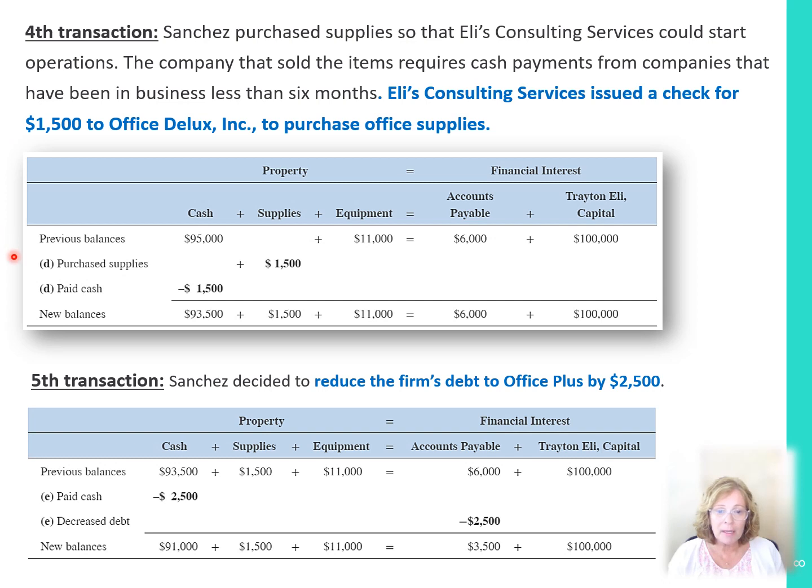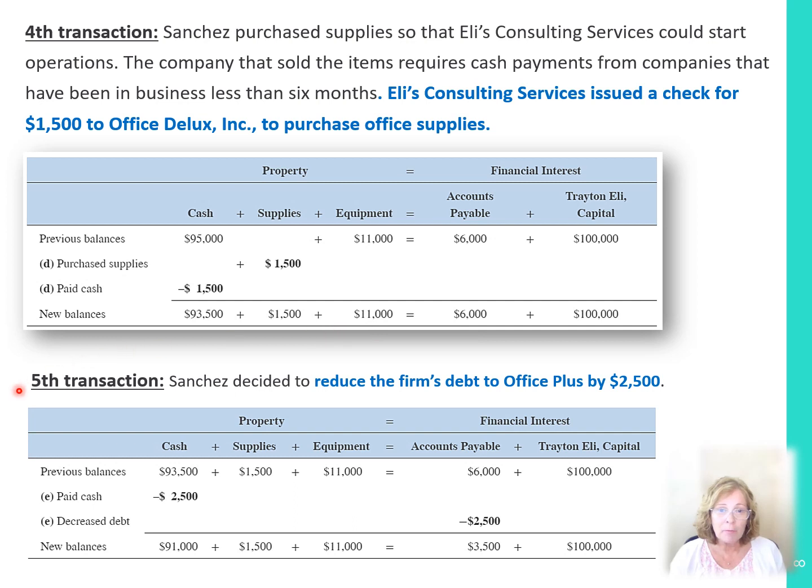So let's write that into our table. We'll add an additional column for supplies and add $1,500, and we'll subtract $1,500 from cash. The new cash balance is now $93,500, and when we add up all property accounts, cash, supplies, and equipment, the sum is $106,000, which is the same amount as for the financial interest accounts. Therefore, our accounting equation still holds true.